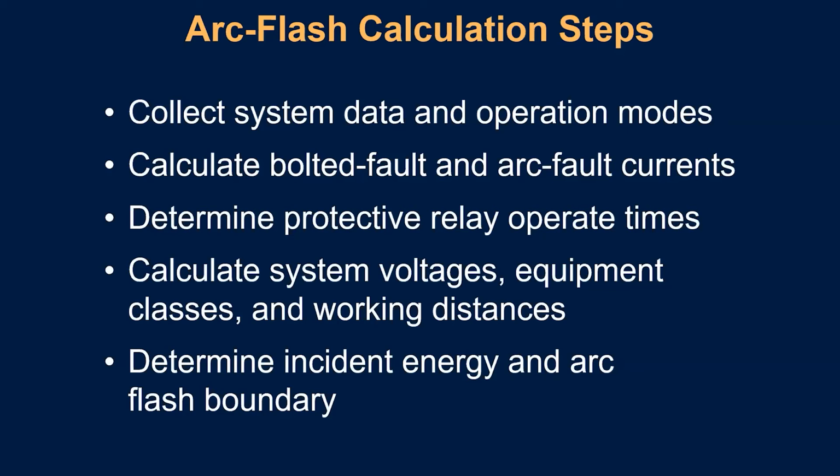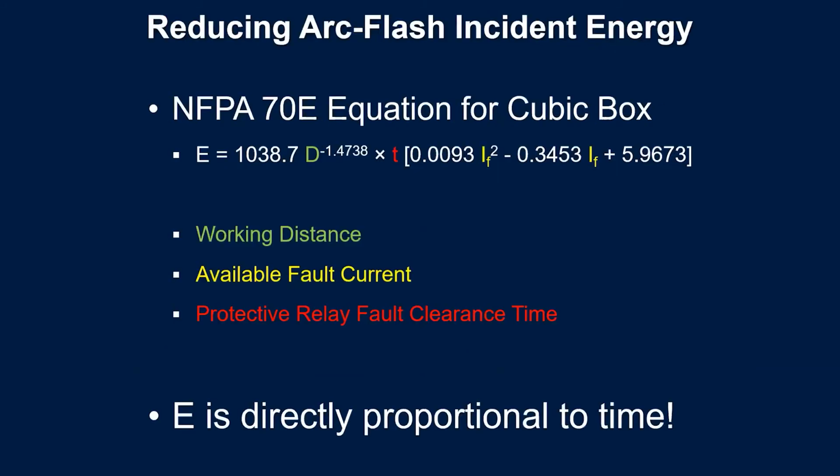Here is an example of an NFPA 70 equation that provides a method to determine the arc flash incident energy at a piece of equipment. If you look at the equation, you can see a lot of numbers are involved, but just highlighting those factors, you can see it is inversely proportional to the distance, directly proportional to the time, and also depends on the fault current.